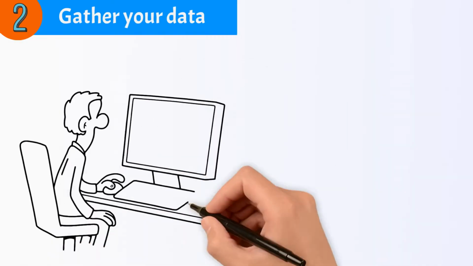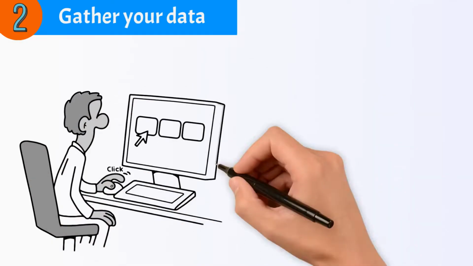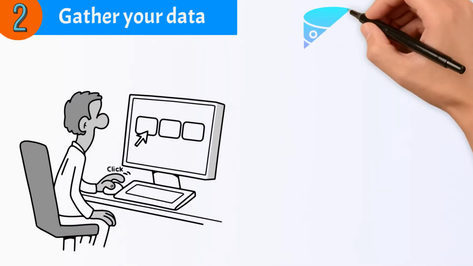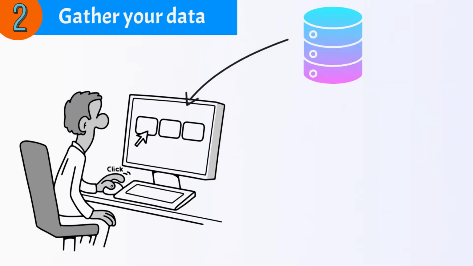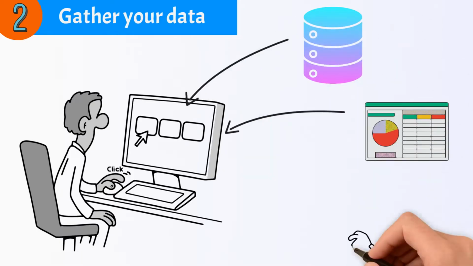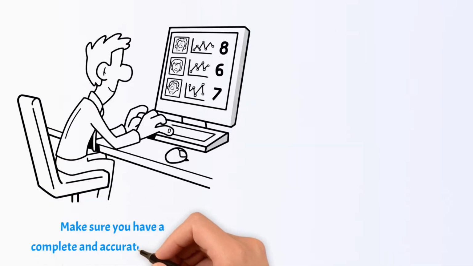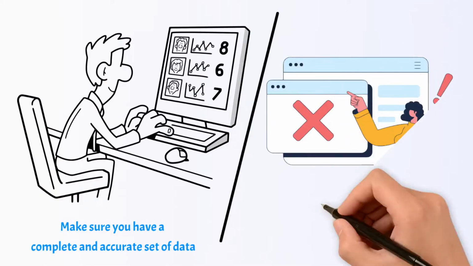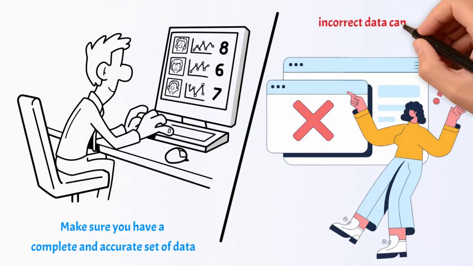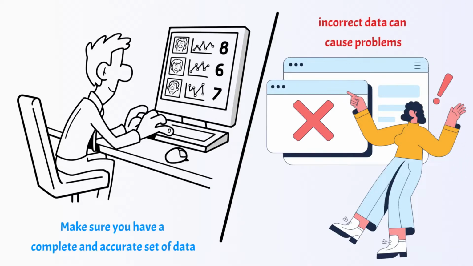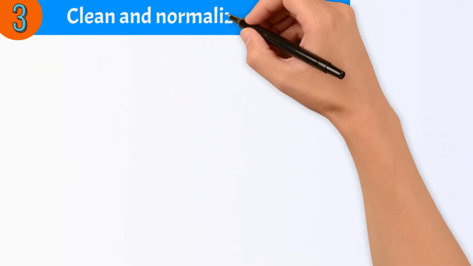Second, gather your data. Once you know what data you want to migrate, it's time to gather it. This can include data from databases, spreadsheets, or other systems. Make sure you have a complete and accurate set of data, as incomplete or incorrect data can cause problems during the migration process.